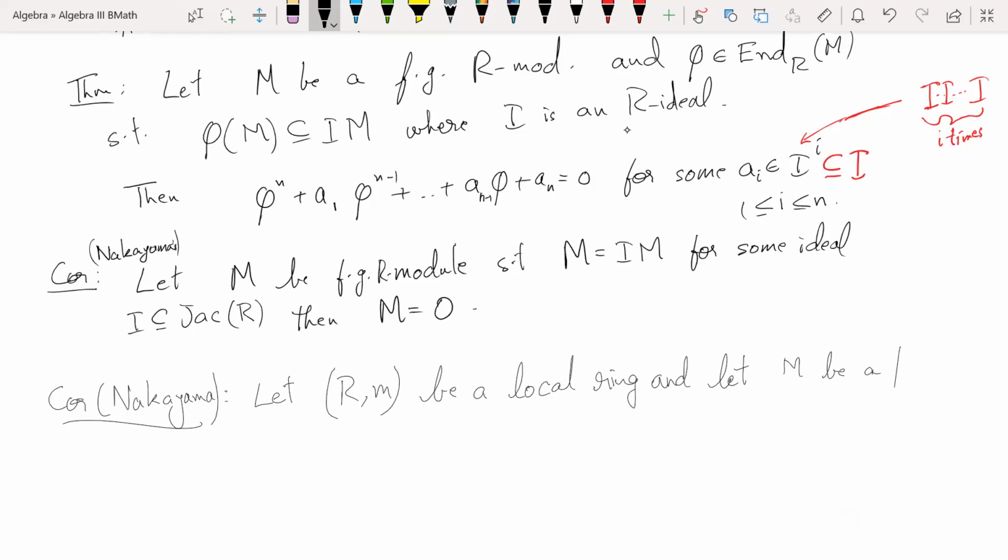Let capital M be a finitely generated R-module such that capital M equals maximal ideal times capital M. Yeah, M equals 𝔪M.